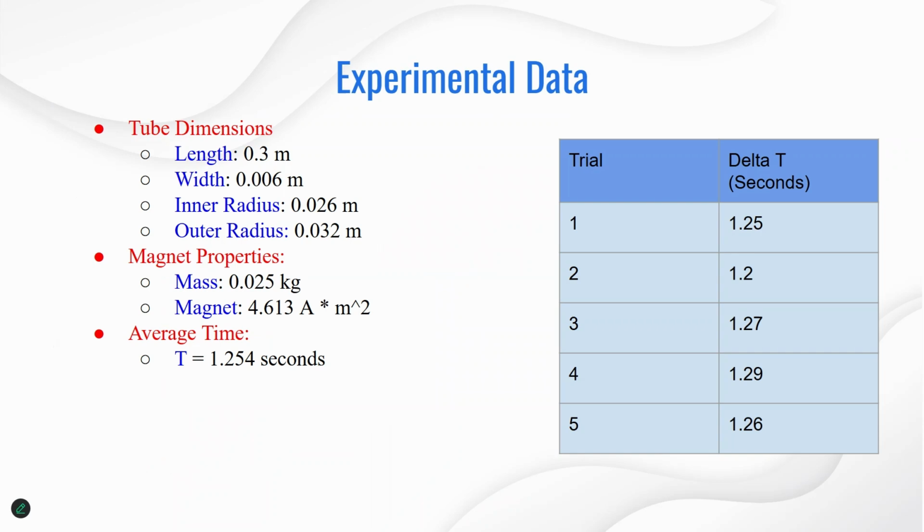And for my computational model, I needed the tube's dimensions and the magnet's properties, so I got that the tube's length is 0.3 meters, the tube's width is 0.006 meters, the inner radius is 0.026 meters, and the outer radius is 0.032 meters. The magnet's properties are that the mass was 0.025 kg, and it had a magnetic moment of 4.613 A·m². With this, I was able to work on my computational model.